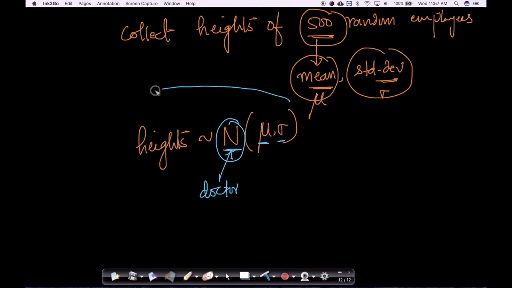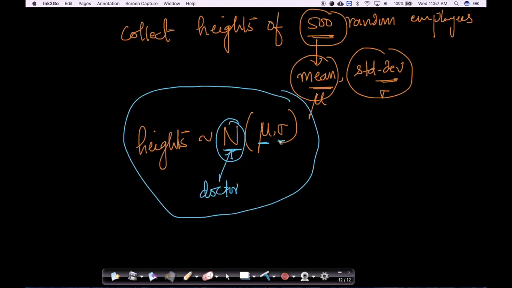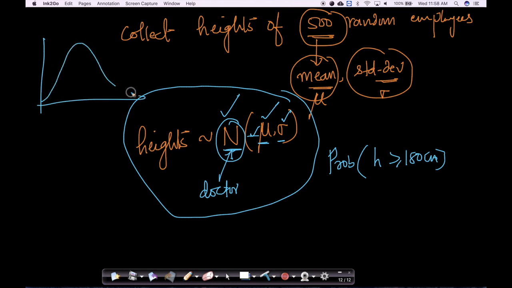Now, given this, I can answer lots of questions, right? Imagine, what is my original question? How many XL t-shirts should I order? If I know the sample mean and sample standard deviation, I can easily compute the probability of heights being greater than or equal to 180 centimeters. Because the moment I know the distribution, the mean, and the standard deviation, I can now plot my PDF and also my CDF.